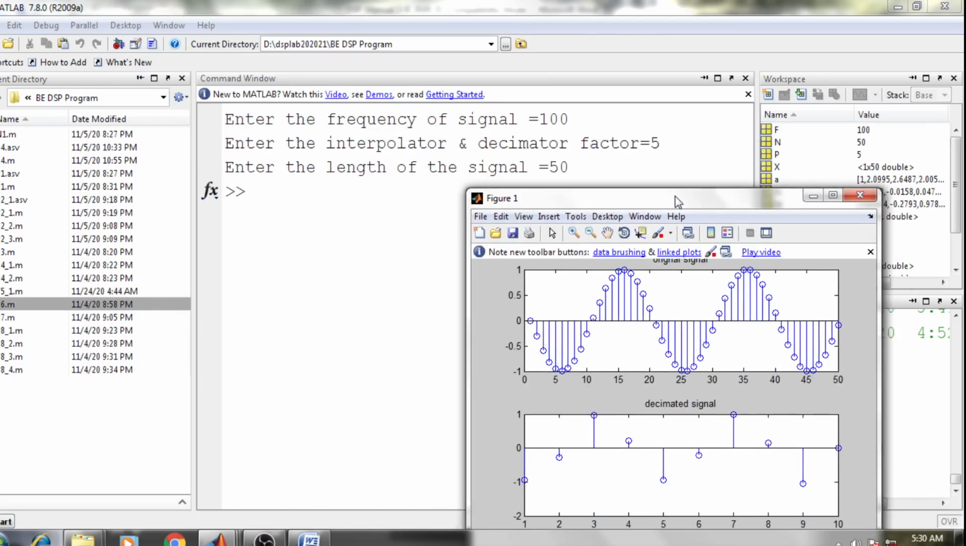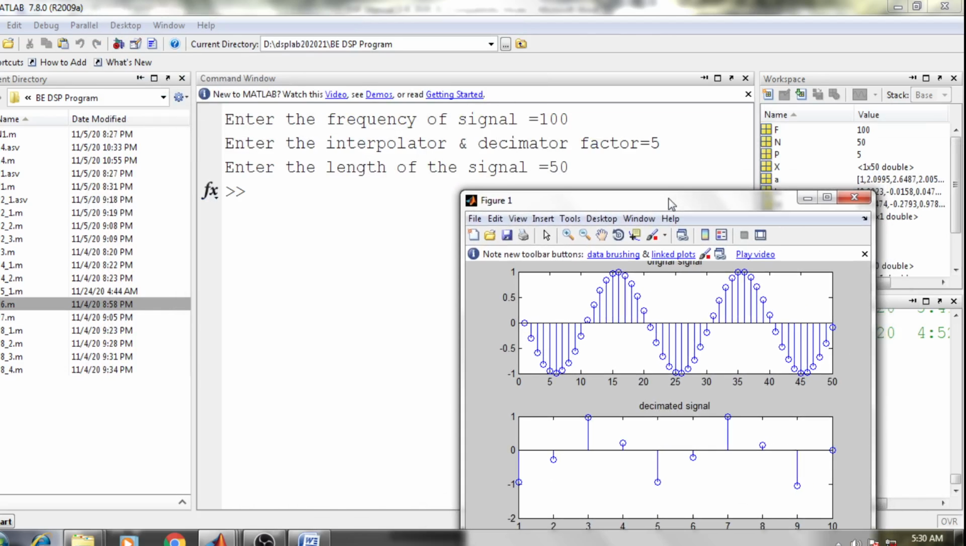I hope with this you got the idea of how you can do decimation of signals. This is our sixth experiment in the digital signal processing lab. Hope you are doing it well in MATLAB. Try to do it over your MATLAB, run it and observe the output.